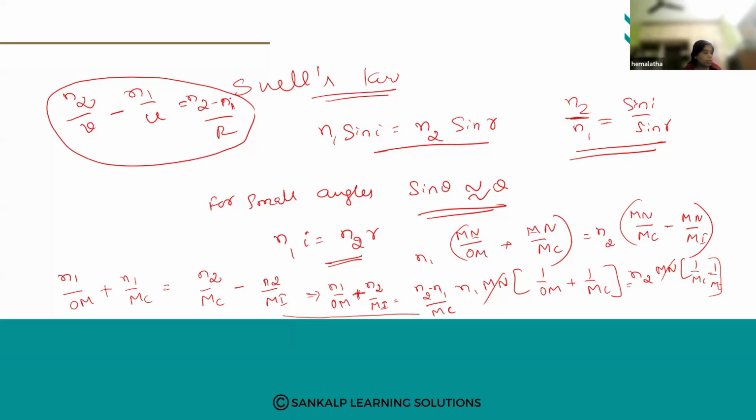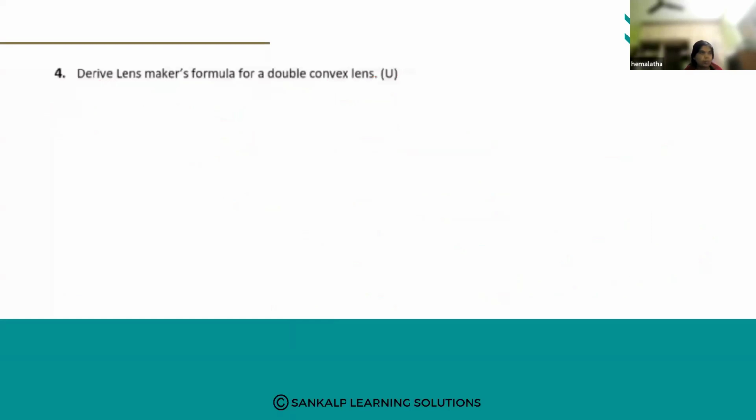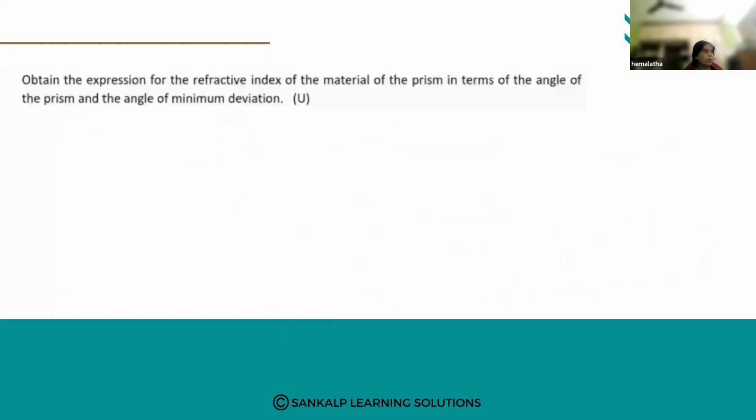Okay, so next comes the prism. Okay, next comes the prism. Lens makers formula for a double convex lens. Okay, so next one is about the optical explanation for the refractive material prism. So next is what about the prism. Okay, double lens makers formula.